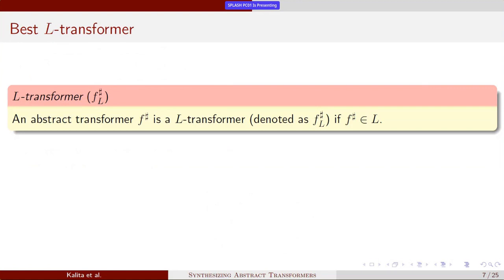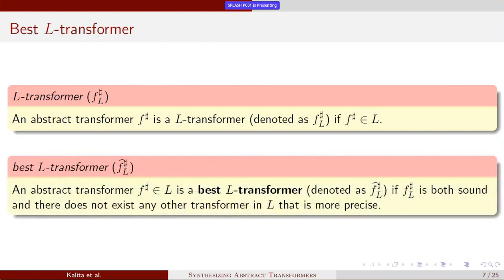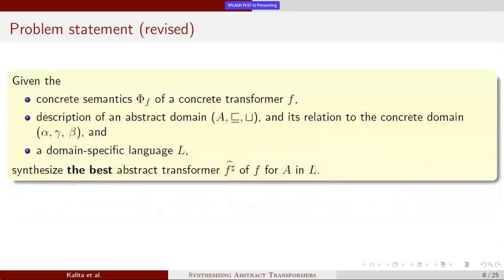Now let's come to some notation before we jump into technicalities. We say an L transformer, F sharp L, is a transformer from the language L. We say an L transformer is a best L transformer if the transformer is sound, obviously, and there doesn't exist any other transformer in L which is more precise than the given transformer. If you get confused: a sharp on top means abstract domain, a hat on top means best, and an L attached means from the language L, for simplicity in the coming slides.